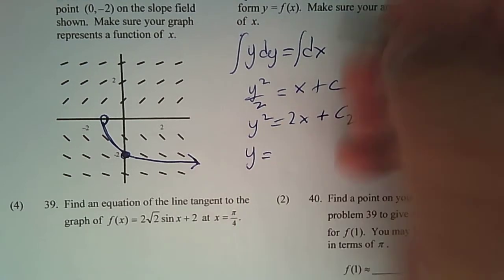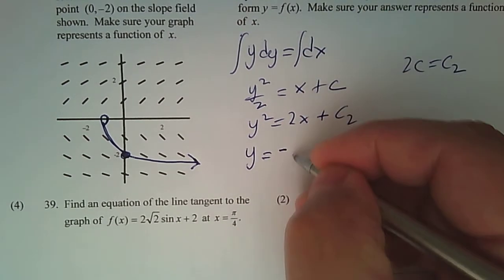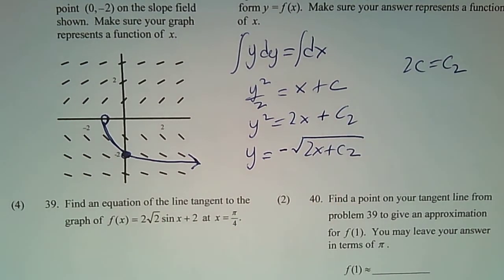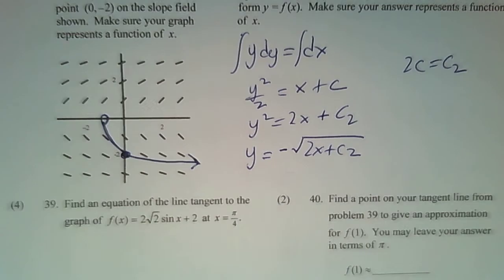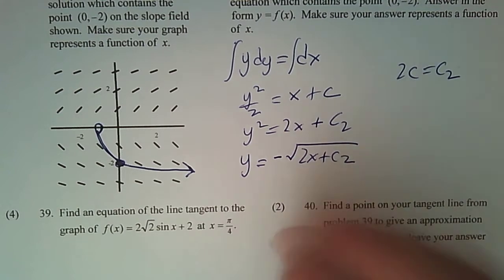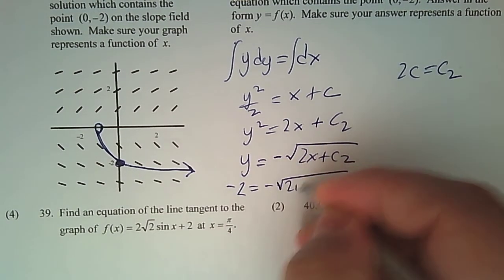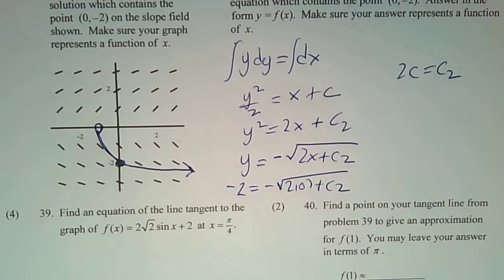Now, I know that the y-coordinate is negative, so when I take this and solve it, it's going to be a negative in front when I do that. So there's the equation. I have a particular solution because I know a point. So the y-coordinate is -2. The x-coordinate is 0. So then we just plug in and solve.